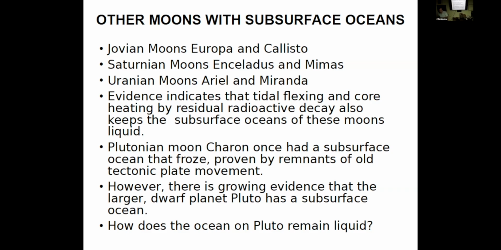The Plutonian moon, Charon, has a subsurface ocean, but it did freeze. And there is growing evidence that the dwarf planet Pluto has a subsurface ocean. So how does the ocean on Pluto remain liquid? Whoa, they don't have an answer for that one yet.